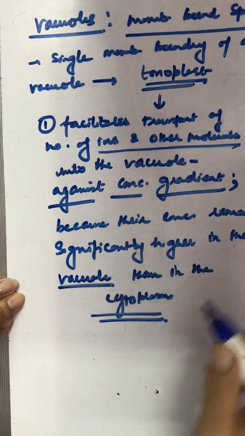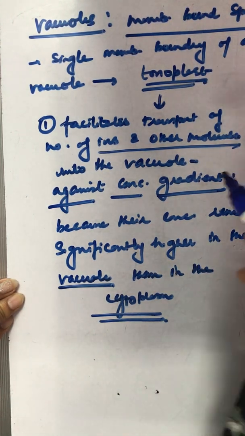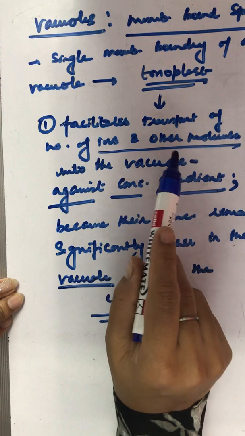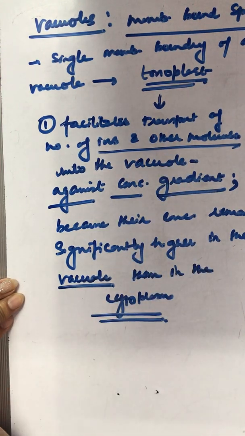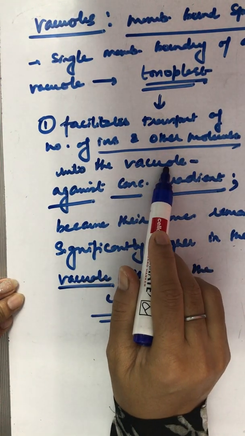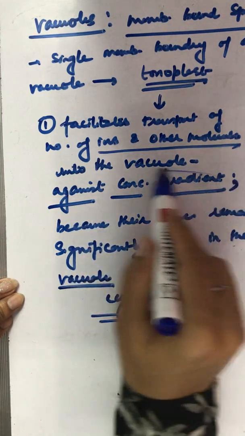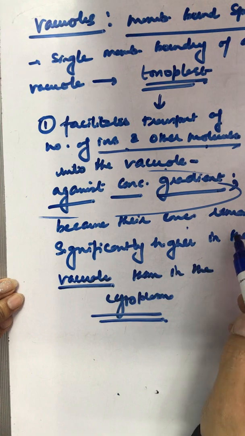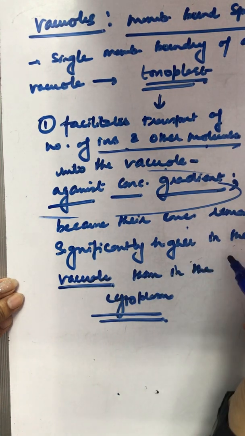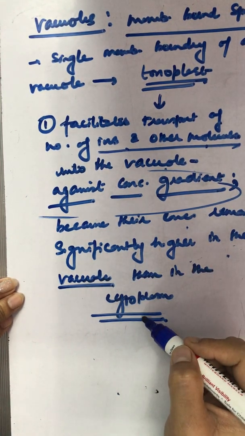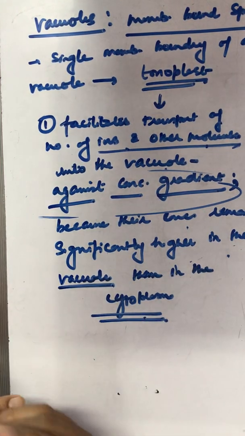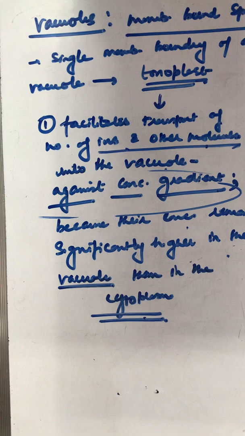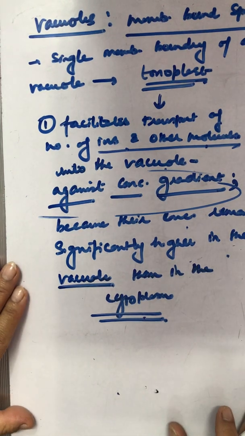So again, what this tonoplast does? It facilitates the transport of number of ions and other molecules into the vacuole. Why? Against the concentration gradient, so that the concentration of these ions and molecules remains significantly higher in the vacuole compared to the cytoplasm. It's only to facilitate storage, right? This is about endomembrane system.